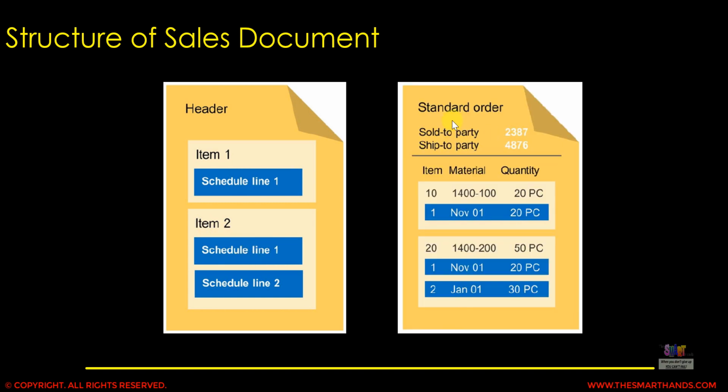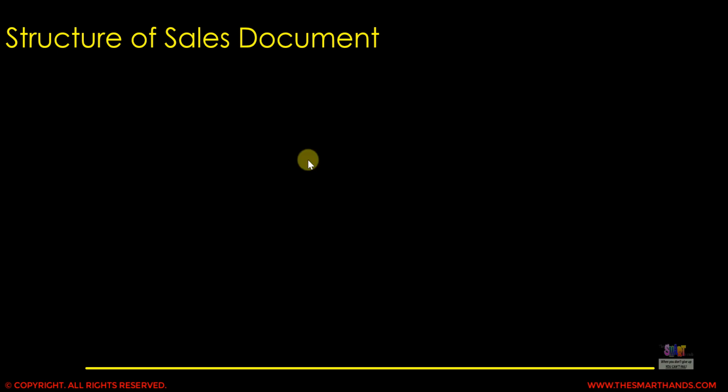So if you see on the right hand side, the header is the common data for the order. For example, order number, ship-to party, etc. All the data that you can see at the header level. Then we have item. Item means the item number, material code, quantity, material description, etc. Then we have schedule line. Schedule line is the dates on which the system is planning to send the goods, to deliver to the customer. Let us see some more details about the structure of the sales document.